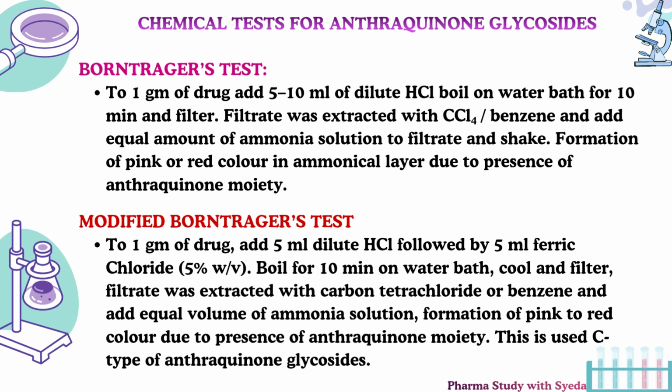Modified Borntrager's test. To 1 gm of drug, add 5 milliliters dilute HCl followed by 5 milliliters ferric chloride, 5% W/V. Boil for 10 minutes on water bath, cool and filter. The filtrate was extracted with carbon tetrachloride or benzene and an equal volume of ammonia solution is added. Formation of pink to red color is due to the presence of anthraquinone moiety. This is used for C-type anthraquinone glycosides.